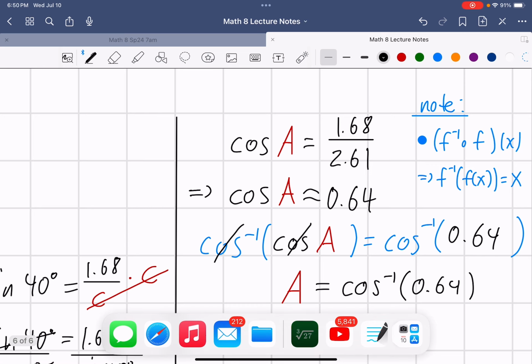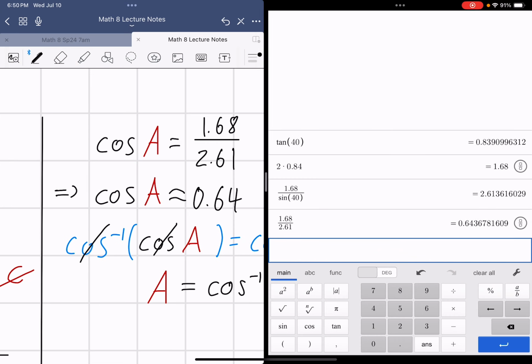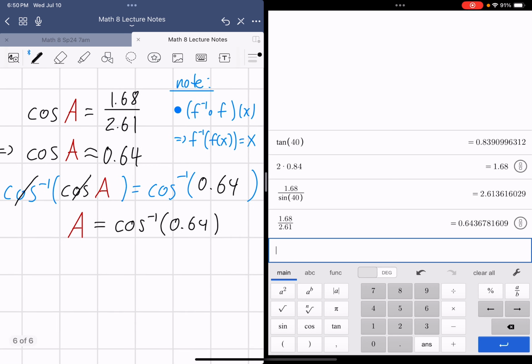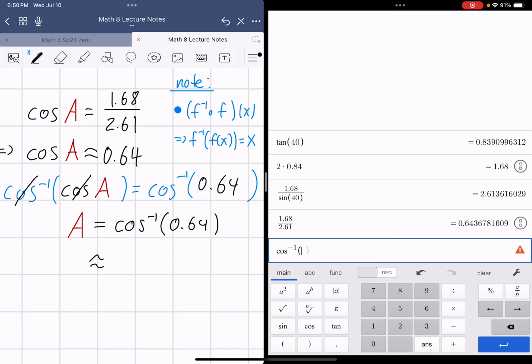And this is where I need to bring my calculator back in. And once again, make sure you're in degrees. I'm not looking for a radian. Remember, what goes inside of inverses is terminal points. What comes out of inverses is radians or degrees. But because this is a triangle, we're looking for an angle, so I'm looking for a degree here. So I have to go to my cosine inverse and plug in my 0.64.